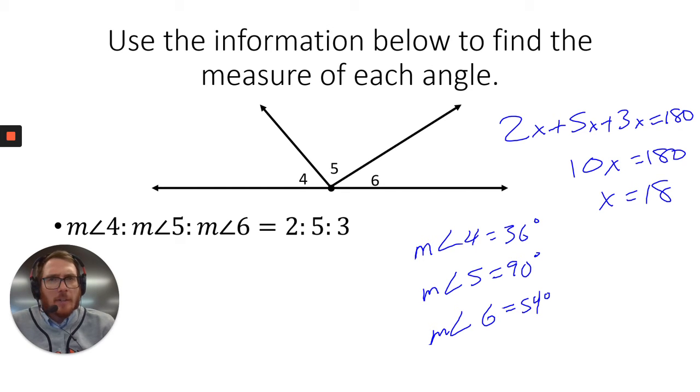Make sure when you're solving a question like this, though, that you answer the question. So you're supposed to find the measure of each angle. So you want to make sure that you do that by plugging 18 back in. So 18 times 2, 18 times 5, and 18 times 3 in order to figure out the measures of those angles. Notice also that I put measure of angle 4, not just angle 4. That would be something else that you want to make sure you keep track of as you're looking at this situation.